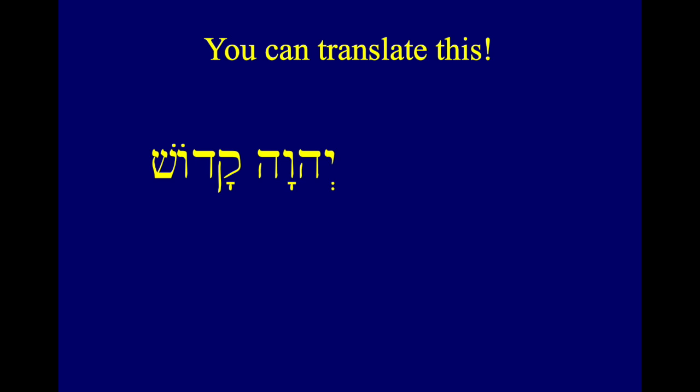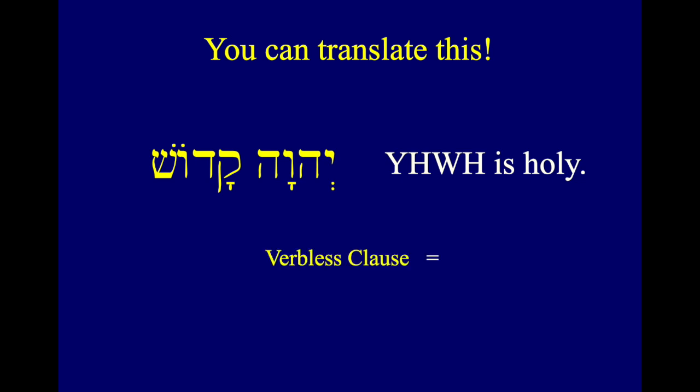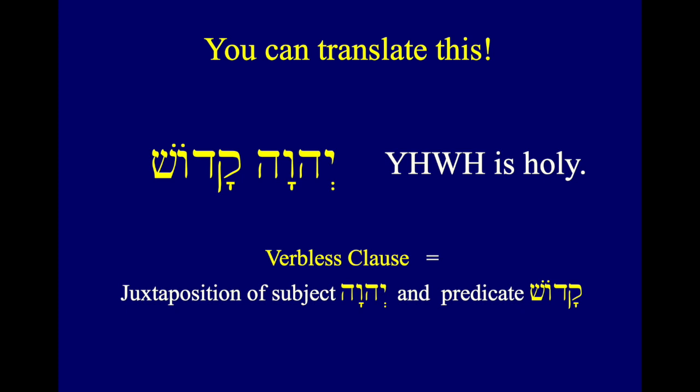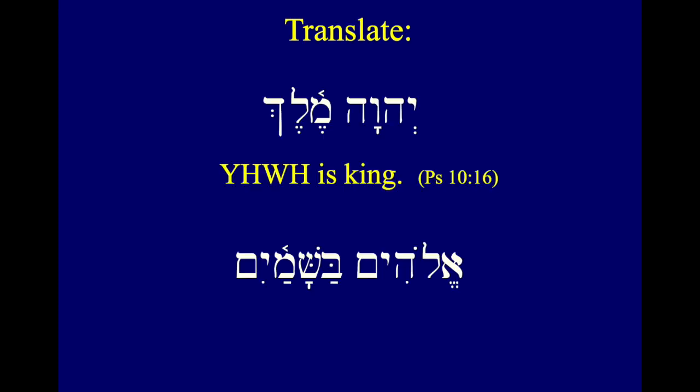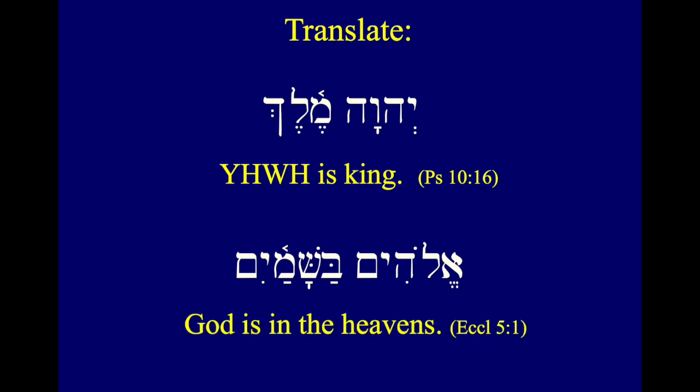Okay, now you remember verbless clauses. You could translate this, Yahweh Kadosh, right? Yahweh is holy. Yahweh holy, right? Yahweh is holy. Remember, you can always add in that present tense of the verb to be, is, are. You can add those into Hebrew sentences to make them make sense. In Hebrew, you don't have to have a verb to have a complete sentence, but in English, you do. So this is a verbless clause. And we said juxtaposition, that just means putting right next to each other the subject, Yahweh, and the predicate, Kadosh. So Yahweh Melech, Yahweh is king, right? Or Elohim Bashamayim, God is in the heavens.